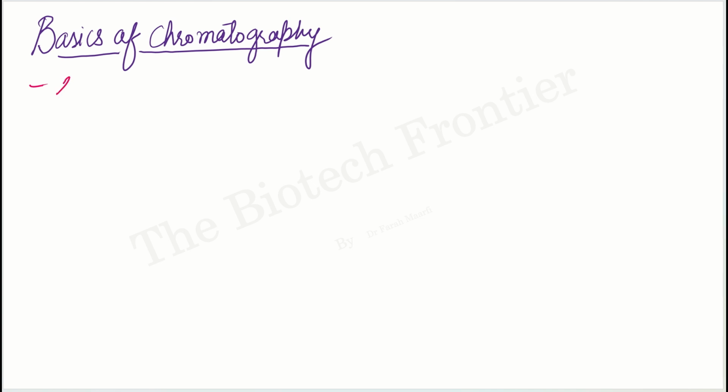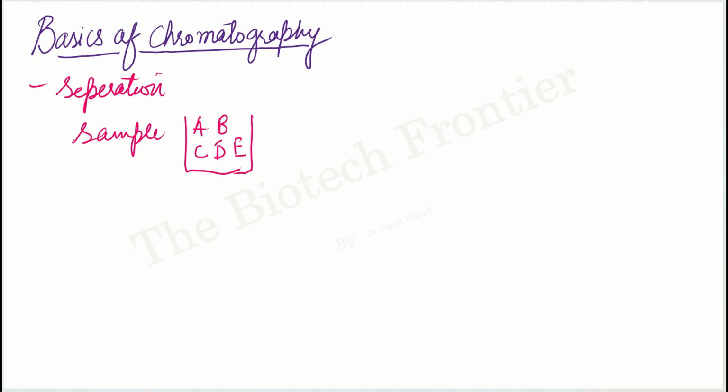Actually, chromatography is a separation technique. By using chromatography, you can separate out a component from any mixture. Suppose you have a sample, and in the sample you have different components, say component A, B, C, D, E, and you want to separate component D out of this mixture. By means of chromatography, you can separate out component D, and then go for characterization or whatever study you want to perform.